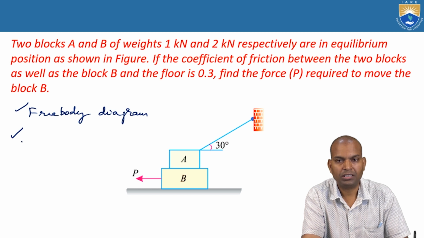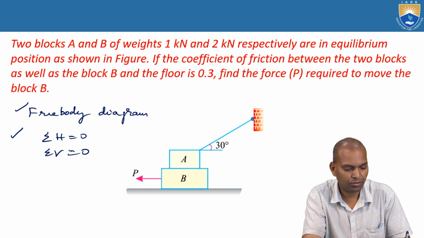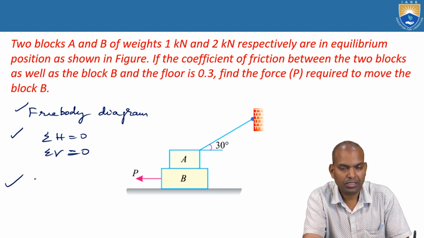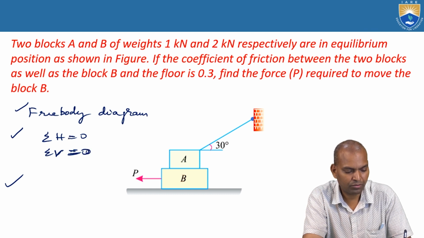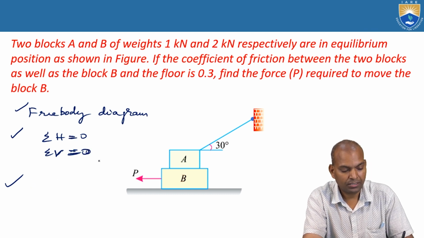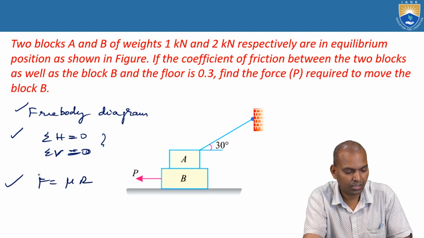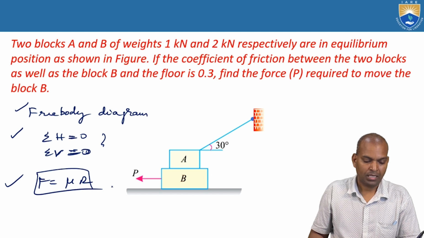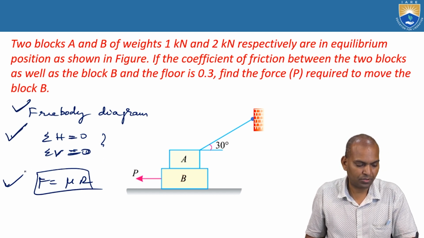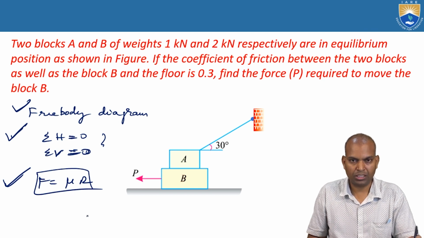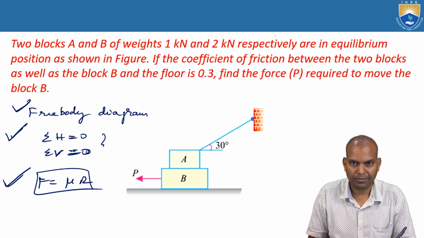The second step is to apply equilibrium conditions, sigma H equal to 0, sigma V equal to 0. The third step is to apply F, the frictional force, equal to mu times R. This is the equation. So after getting to know it, these are the three steps to be followed in order to find the unknown parameter.